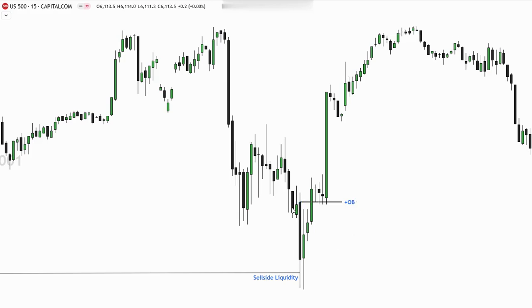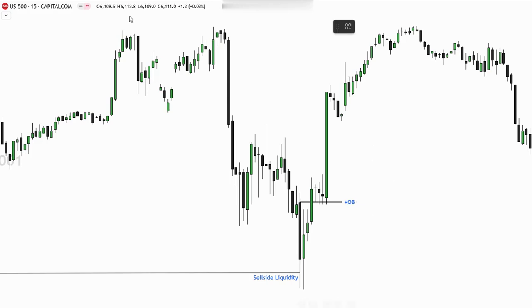Yeah, so you see, after the liquidity sweep, price came up above this candle that took out the old low, and then it consolidated a bit before the news flash that actually pumped the price higher.